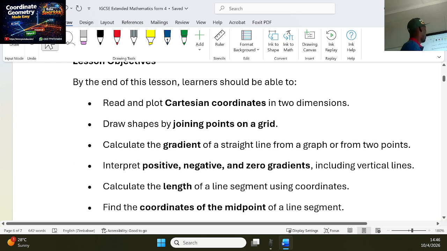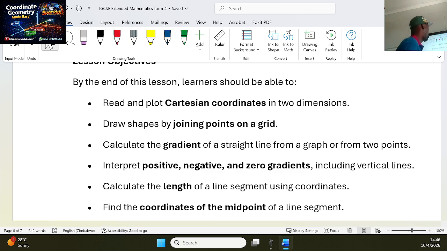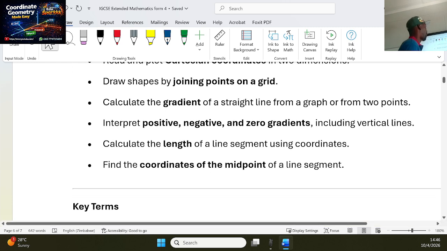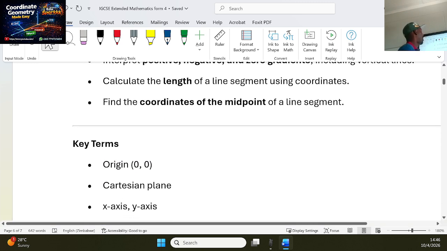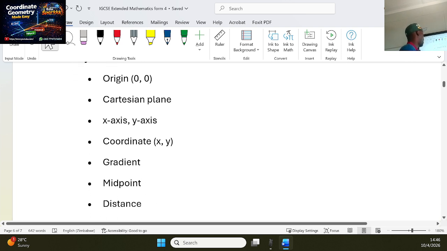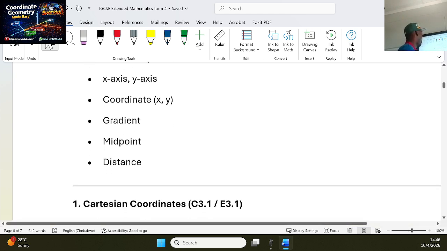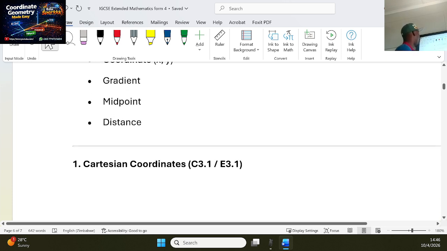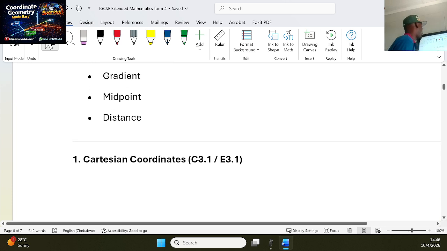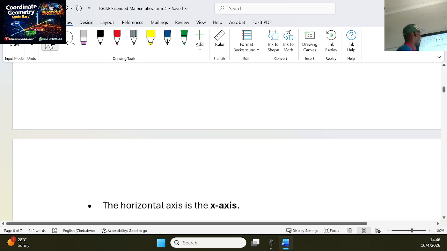Our main objectives are to read and plot Cartesian coordinates in 2 dimensions, draw shapes by joining points on the grid, and also calculate the gradient or slope of a line, positive, negative, and zero gradients, including vertical lines, calculating length, and coordinates of midpoints of line segments. Also the origin with coordinates 0 and 0, the Cartesian plane, x and y axis, coordinates in the form x and y, gradient, midpoint, distance. I think those are common terms that we'll encounter in the discussion.